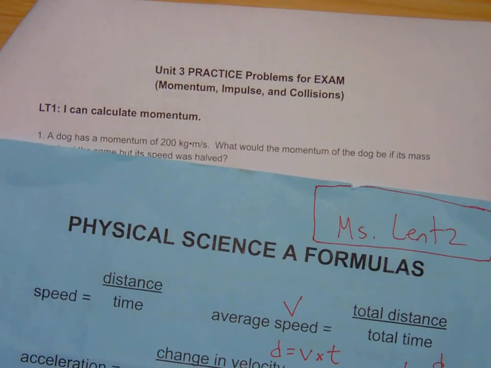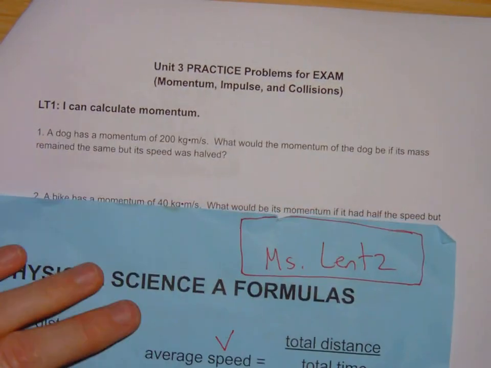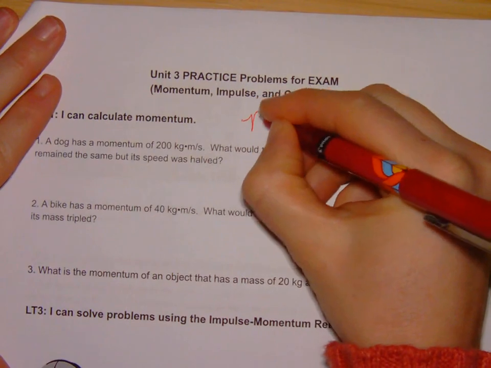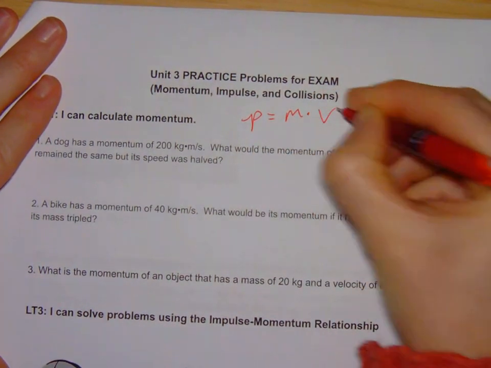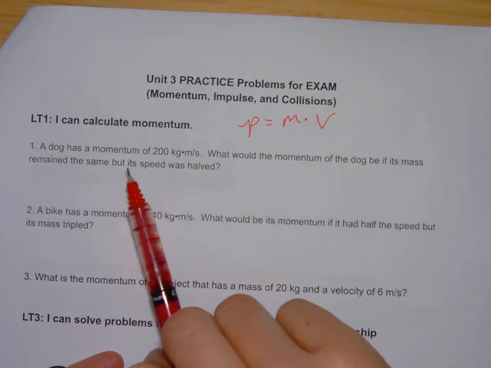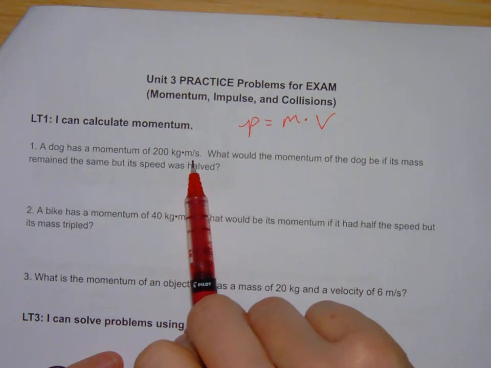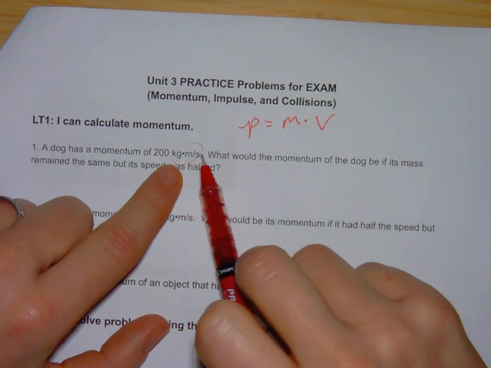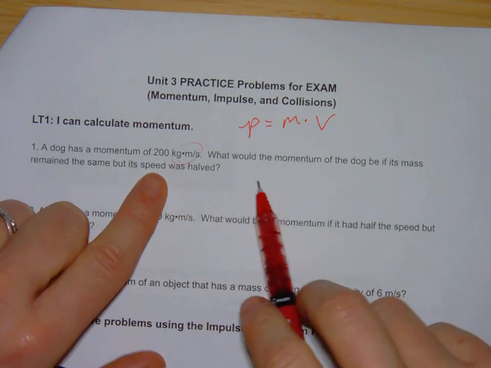So we start out with target 1 from the momentum unit. And so if you looked on your formula sheet, we know momentum is mass times velocity. That's important to remember. And we'll start out with the dog has a momentum of 200 units. Remember, the units are strange because it's mass multiplied by a velocity. So it just has a momentum of 200.